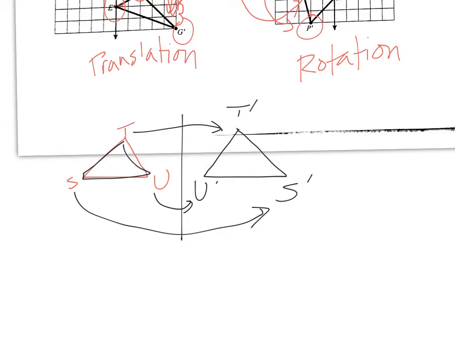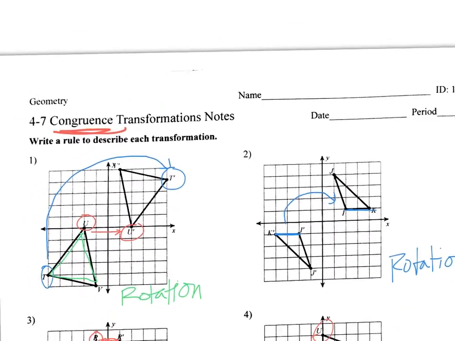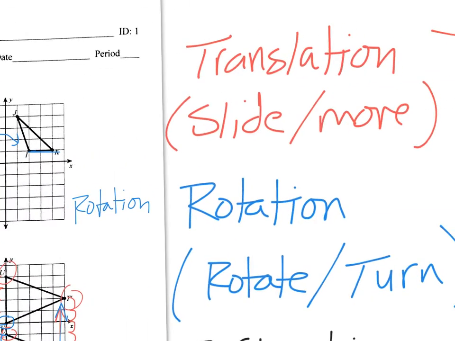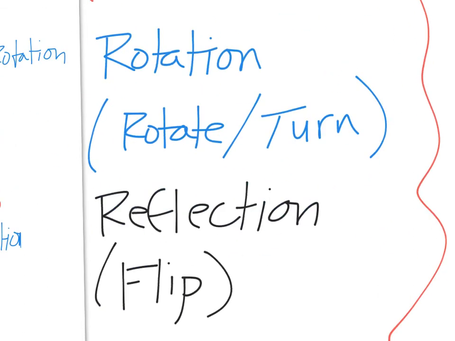So congruence transformations. Okay, congruence transformations, and again, there are 3 types: translation, rotation, and reflection.